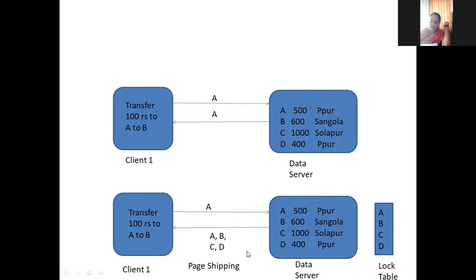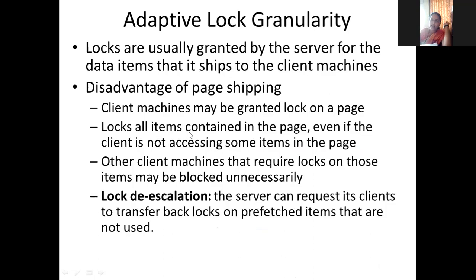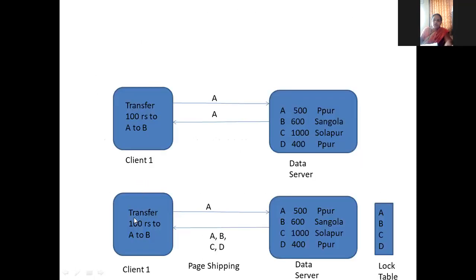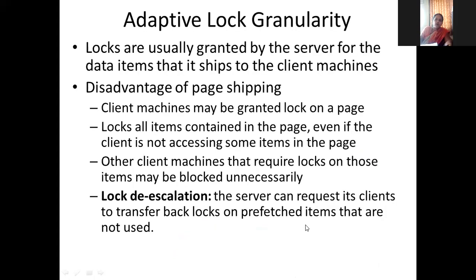Okay, so what are the disadvantages of page shipping? Client machine may be granted a lock on a page, which locks all the atoms contained in that page. त्या पेजवर असणारे ABCD सगळे लॉक होतील, even if the client is not accessing some atoms in that page. आता ह्या ट्रान्झॅक्शन मध्ये क्लायंटला फक्त दोन रेकॉर्ड पाहिजेत, A आणि B. They do not want C and D, but the server can grant a lock on the entire page. So C and D are also locked.